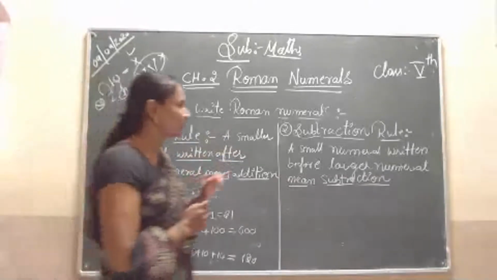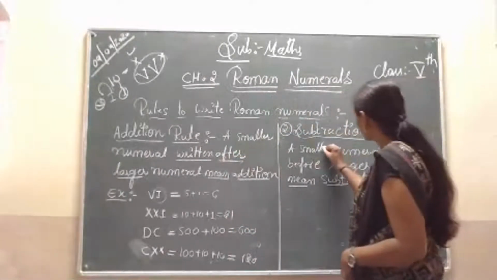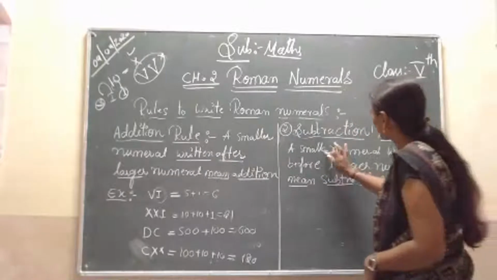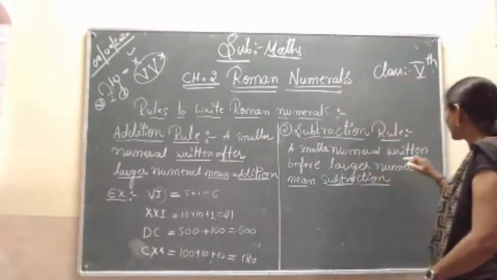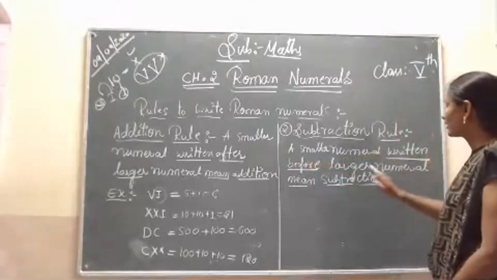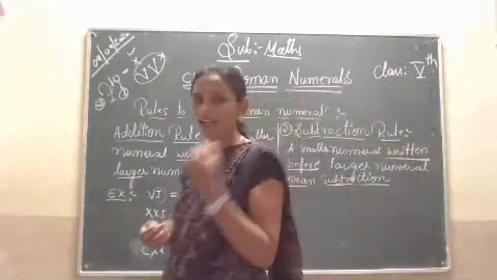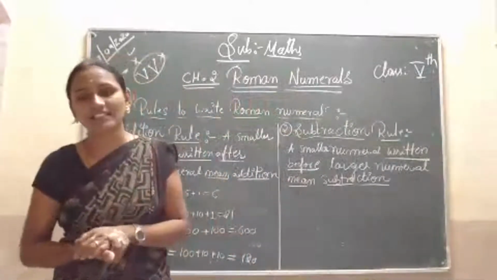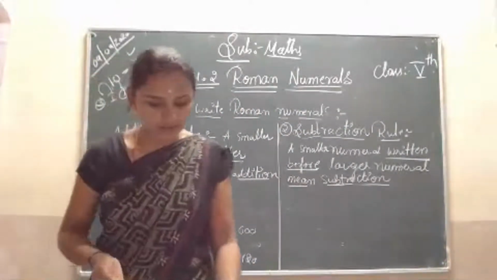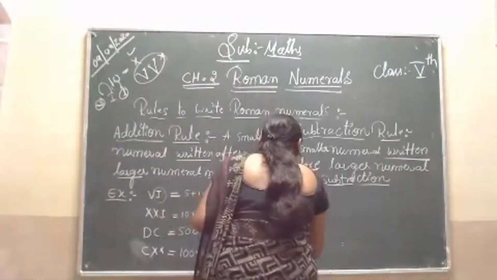But here, observe, a smaller numeral written before a large numeral means subtraction, while after means addition. So before means subtraction. Okay, students, for example, I will show you examples.